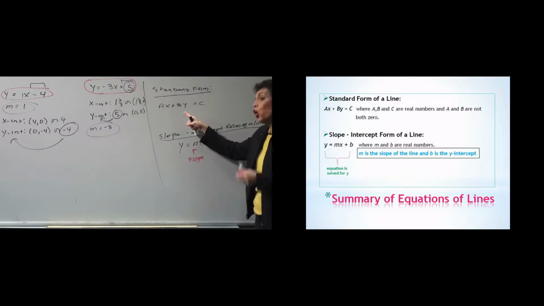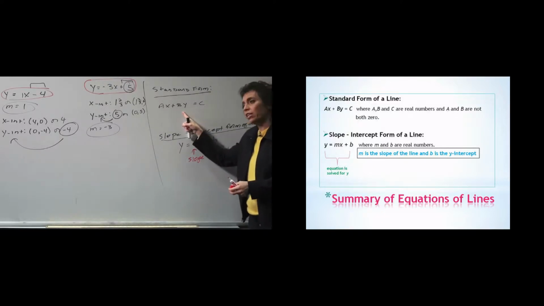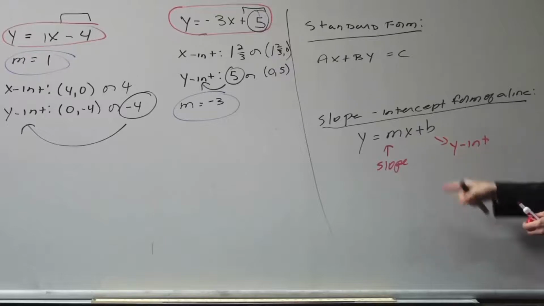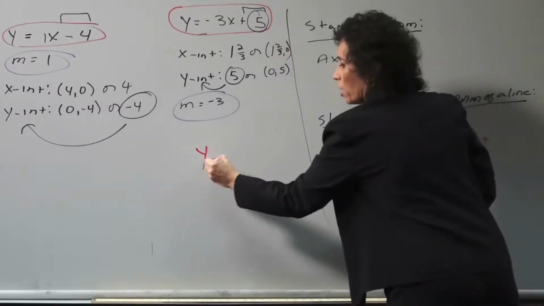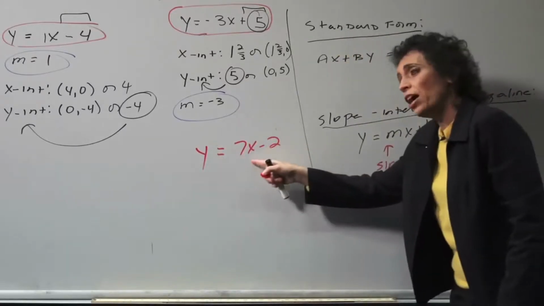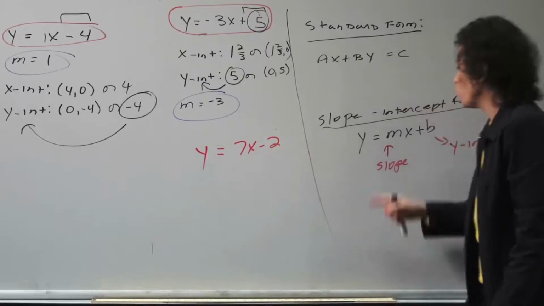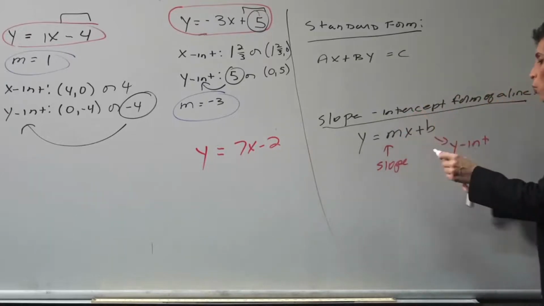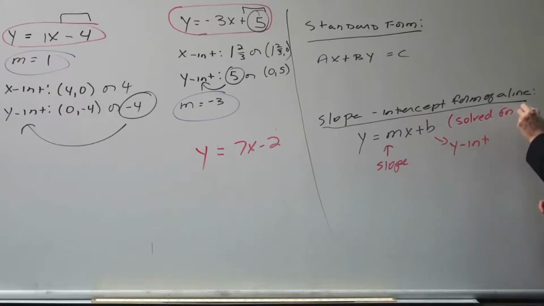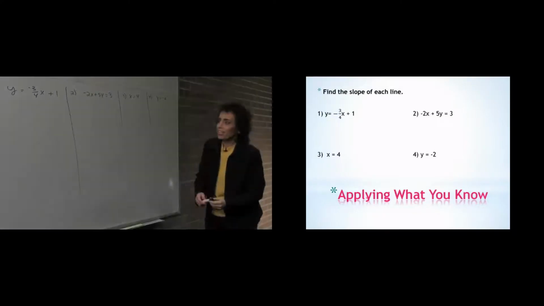In this form, you get no pieces of information that we can readily use by just looking at the equation. So this form is a lot nicer when we want different pieces of information, the slope and the y-intercept. If somebody tells me I have an equation, 7x minus 2, I know my slope is 7. My y-intercept is -2 because it's solved for y. But the important thing here, you have to understand, it's got to be solved for y.